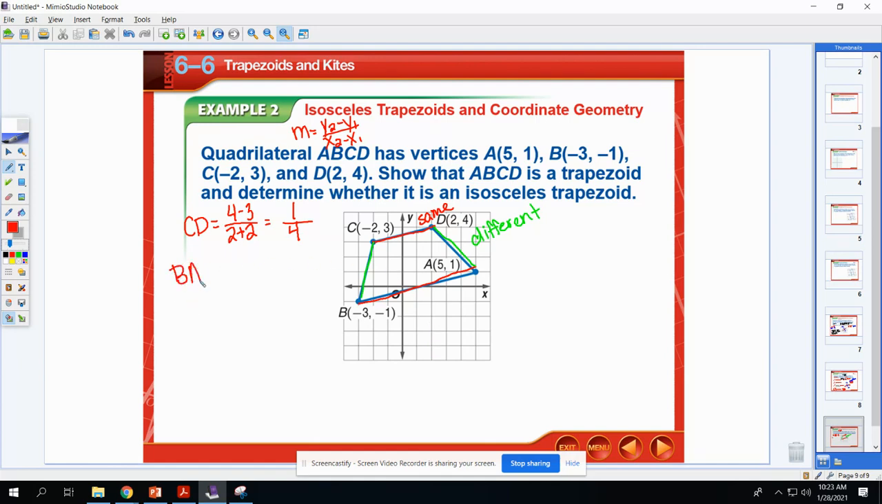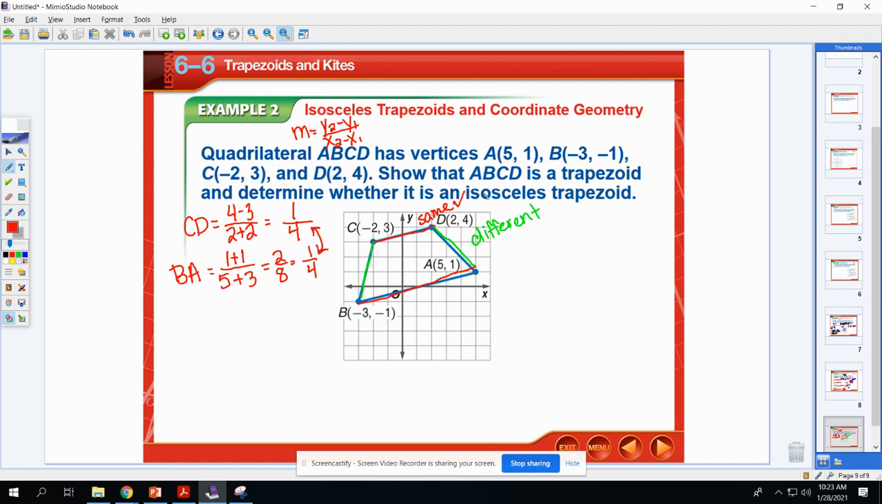Now we have to do BA. So again, starting off with y2, we're going to start with 1 minus a negative 1, so 1 plus 1, and 5 minus a negative 3, or 5 plus 3. So here we are going to get 2 over 8, which hopefully you guys realize reduces to 1 over 4. So our top and our bottom slopes are the same, so those check off.